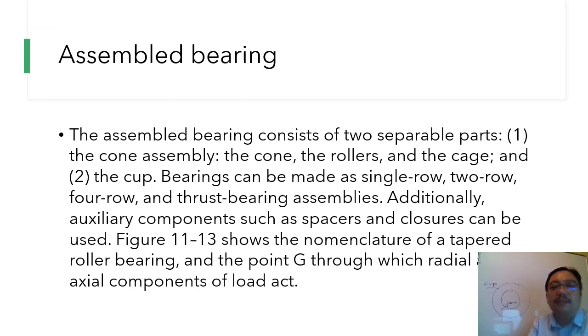So a bearing consists of two separate parts: the cone assembly, with the cone, rollers and the cage, and the cup. Bearing can be a single row, two row, four row, and thrust bearing assembly. Additionally, auxiliary components such as spacer and closure can be used.